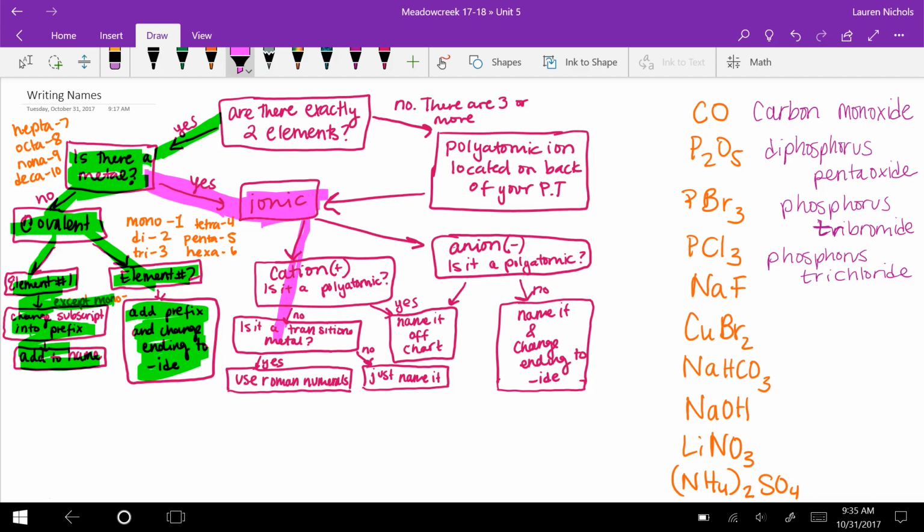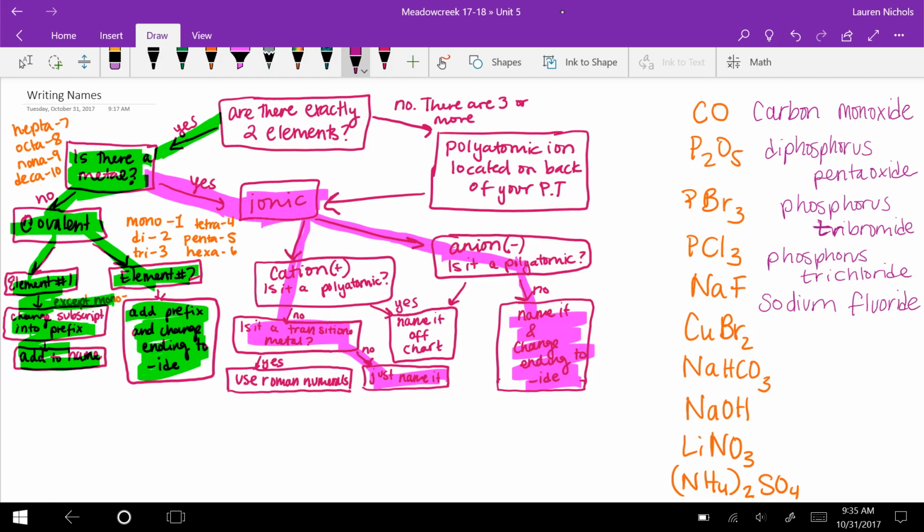And I ask myself, is it a transition metal? Well, the answer to that question is no, it's not in those columns, so I'm just going to name it. So that means I'm just going to write Na as sodium. Now, my anion, okay, I have to come this route. My anion, it's not polyatomic, okay? And so I'm just going to name it and change the ending to IDE. So that means fluorine would become fluoride. So I just have sodium fluoride.